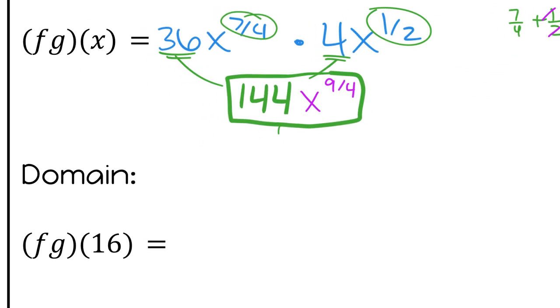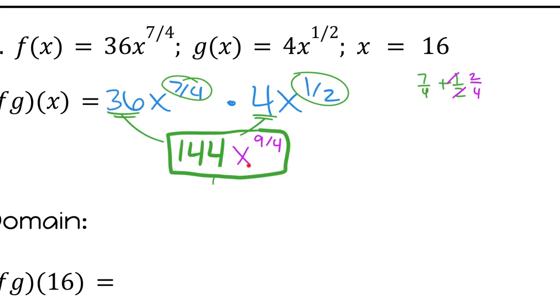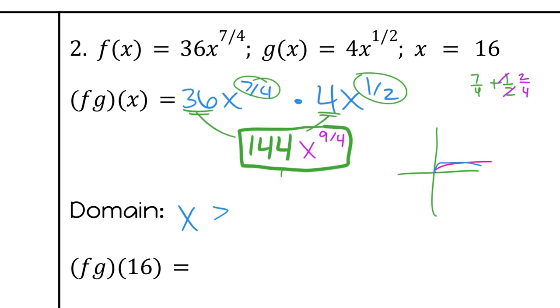Okay, let's think about domain here. So we have, and again, you could graph it if you want to. This is a fourth root function. And we know from this chapter that fourth root functions look very, very similar to square root functions, right? They have that same overall shape. So we want our x's to be positive. So we're going to have that same domain as before. It's going to be x is greater than or equal to 0.